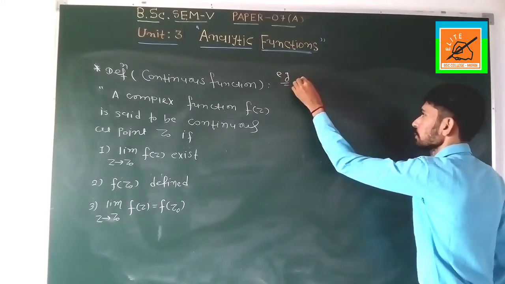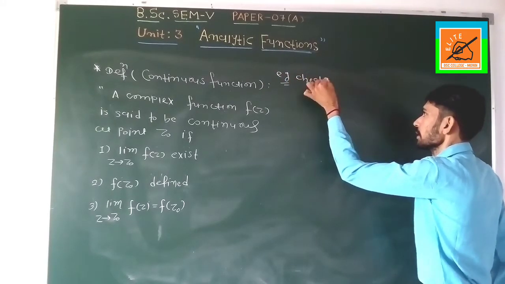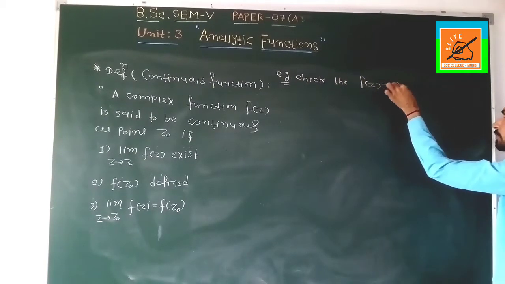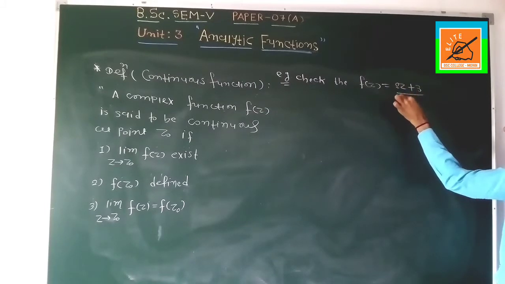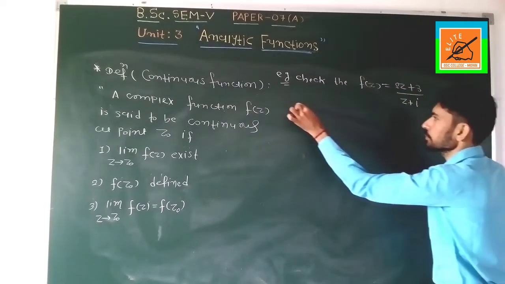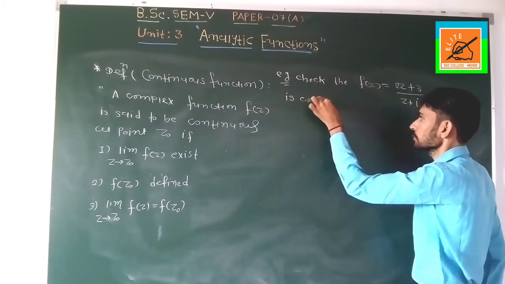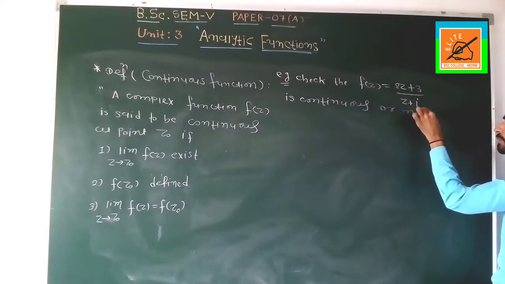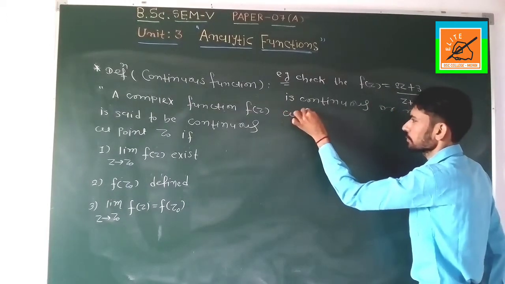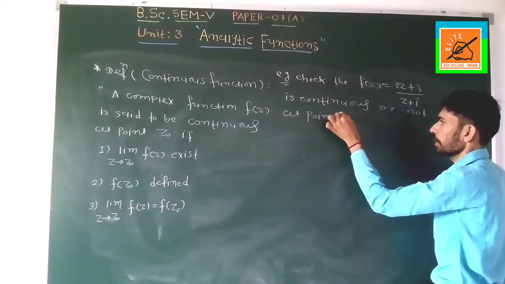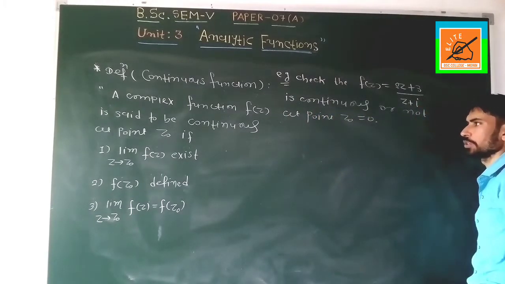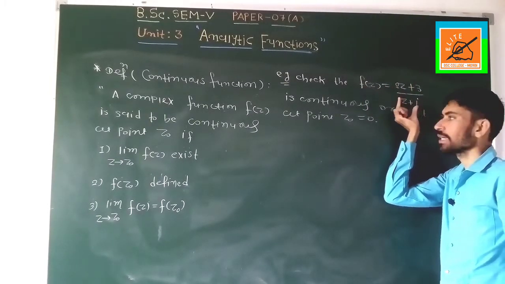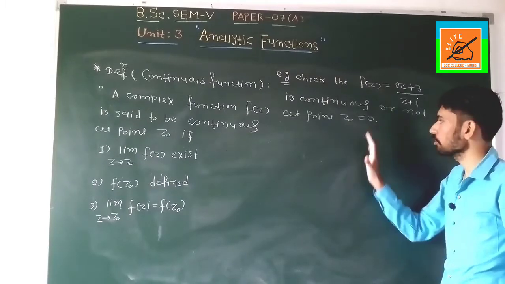For example, check whether the complex function f of z is equal to 2z plus 3 upon z plus i is continuous or not at the point z0 is equal to 0. So to check whether our function f of z is equal to 2z plus 3 upon z plus i is continuous or not at the point z0 is equal to 0.